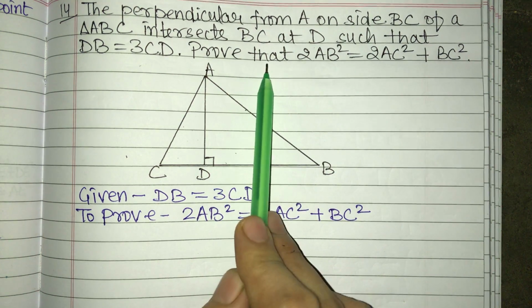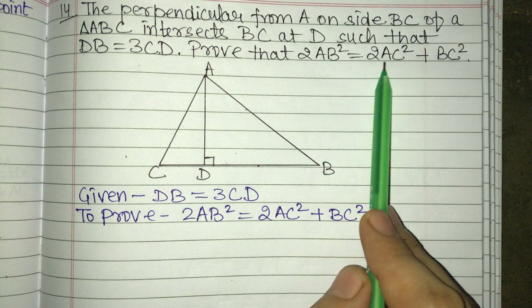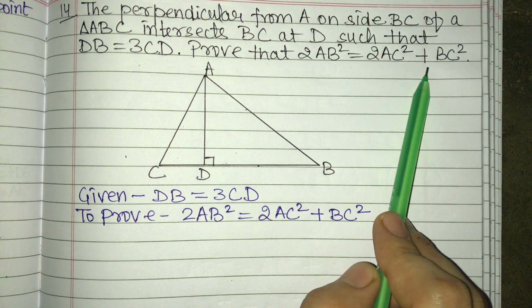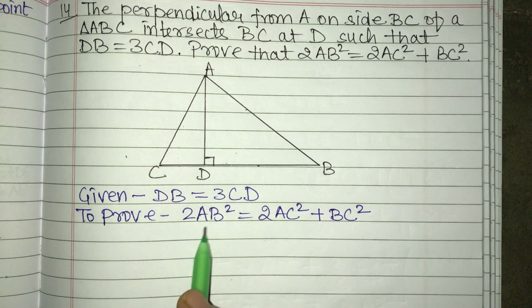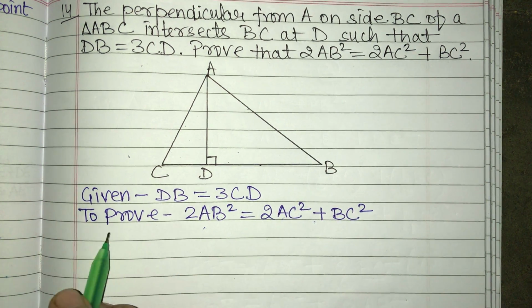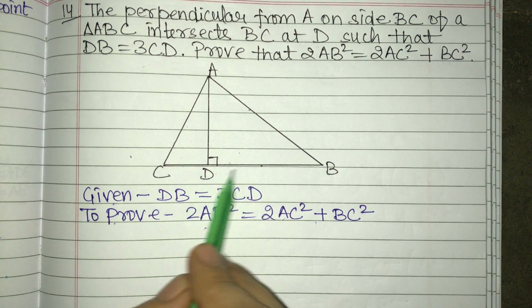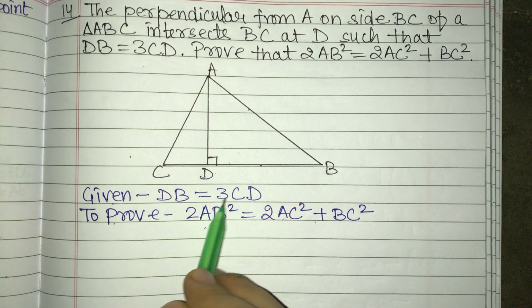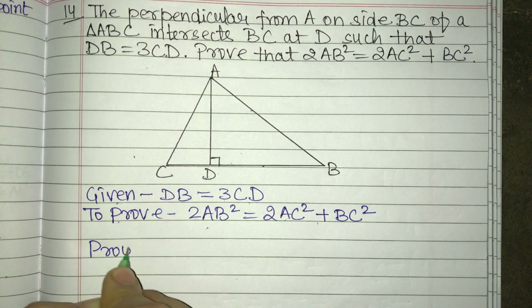We have to prove that twice AB square equals twice AC square plus BC square, or you can say 2 times AB square equals 2 times AC square plus BC square. This we want to prove, and we are already given that DB equals 3 times CD. Now proof.